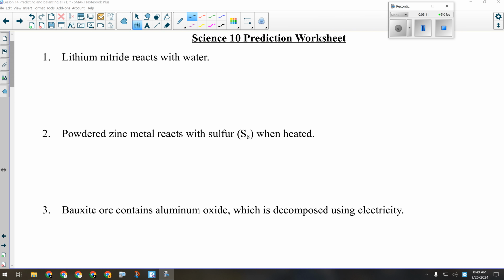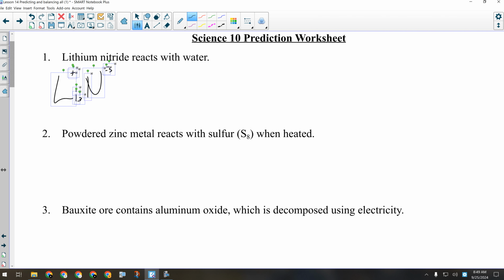Okay, guys, let's have a look at the first one here. So we got lithium nitride. Is that ionic or molecular? So Li, that's a +1. Nitride, -3. So Li3N. And it's reacting with water. How should I write water in this one? I should probably write it as HOH, but if you wrote it as H2O, you'll just get a different answer. And it won't be wrong, it'd just be different.